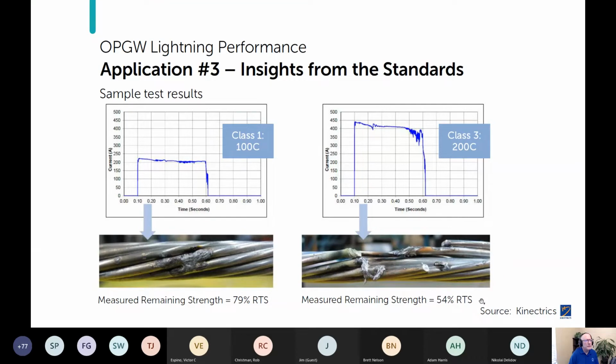Likely a clear failure. Of course, it depends what your criteria was. But per the IEC standard, absolutely a failure. Per the new IEEE standard, maybe it's a pass. Don't know.